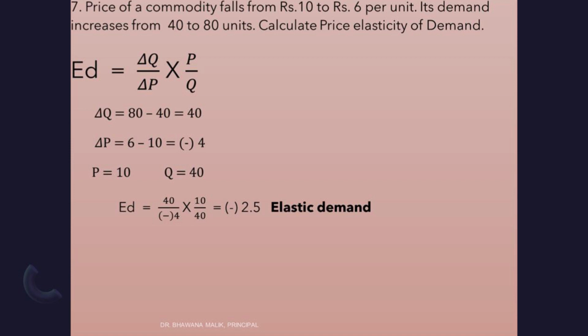Now original price 10, original quantity 40. Putting it in the formula, 40 divided by minus 4 into 10 by 40 gives you minus 2.5, which is again greater than 1, that is greater than minus 1 even. Call it elastic demand. So this completes the numericals for the price elasticity of demand.